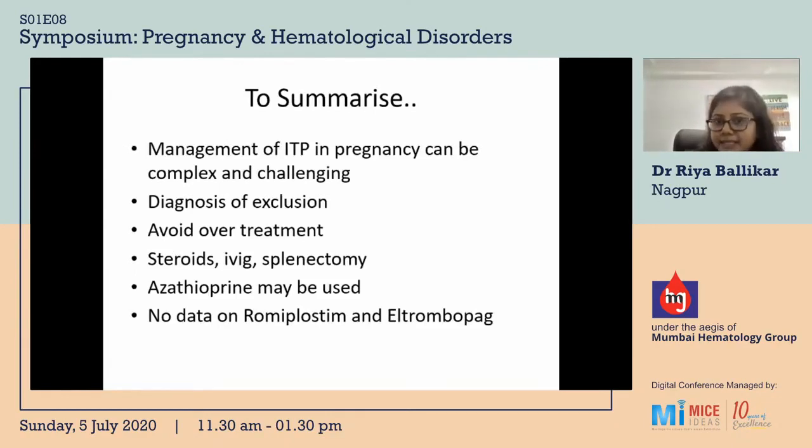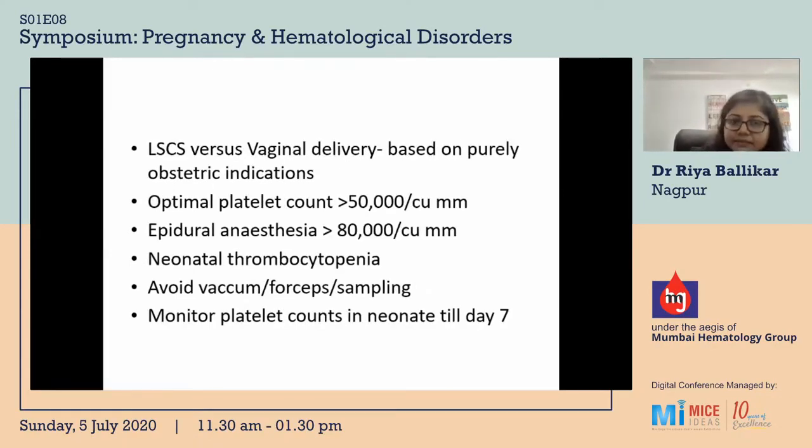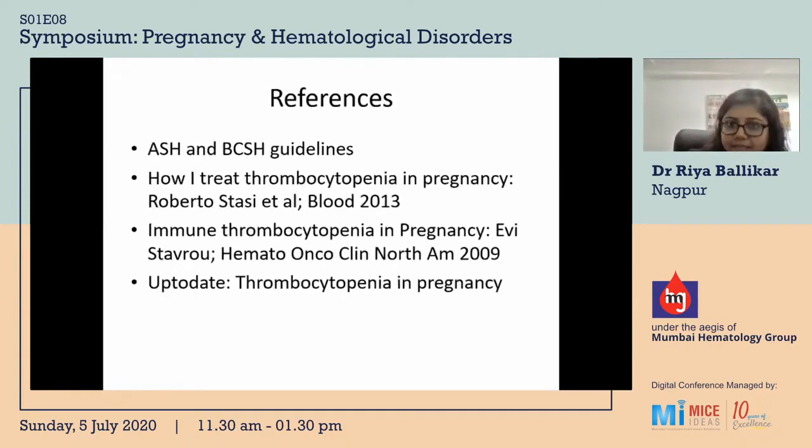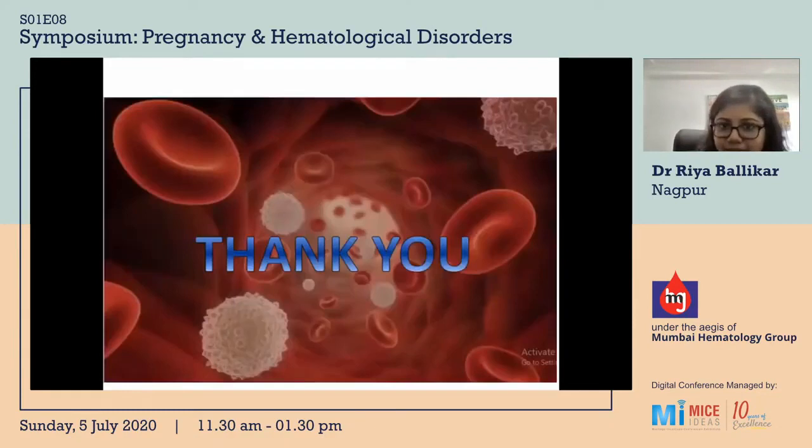So to summarize my topic, management of ITP in pregnancy can be very complex and challenging. Diagnosis of exclusion, avoid overtreatment, steroids, IVIG, splenectomy, standard modes of care. Azathioprine can be used. No data on romiplostim and eltrombopag. Mode of delivery purely based on your obstetric indications. Optimal platelet count 50,000, epidural 80,000. Neonatal thrombocytopenia can be a nightmare, so it has to be predicted and it has to be managed appropriately.